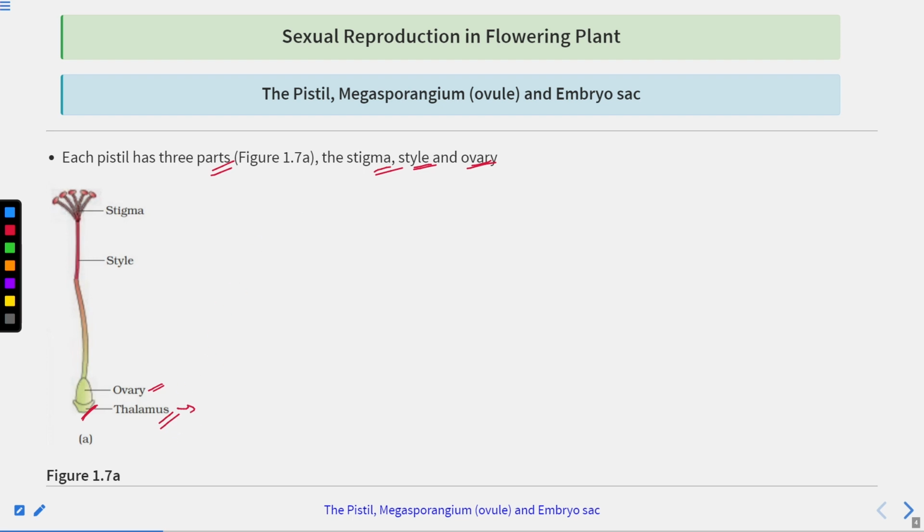Thalamus is the swollen part present at the base, and all the floral whorls are attached to this thalamus. Clear? It is the swollen part of the pedicel. Then there is a tube-like structure known as the style, and the uppermost part is known as the stigma. This is the receptive region, which means it receives the pollen.